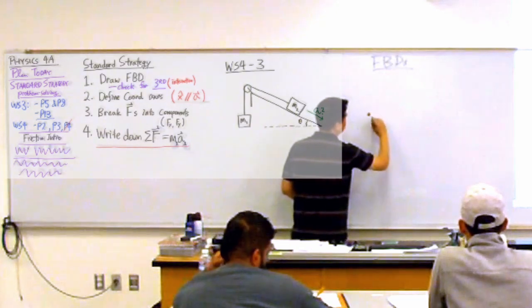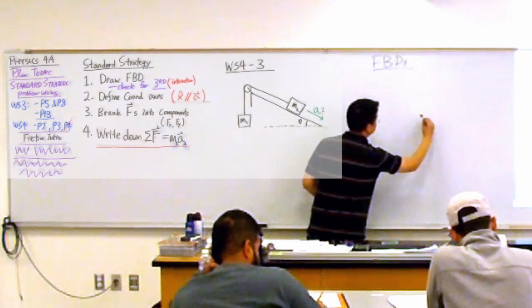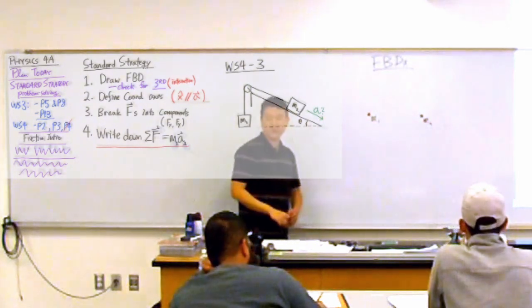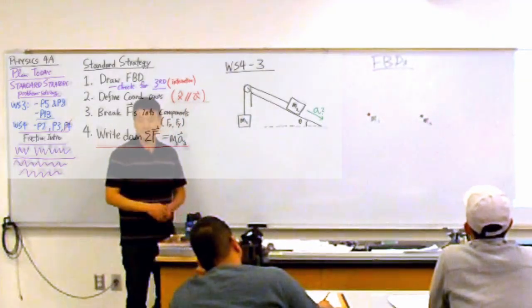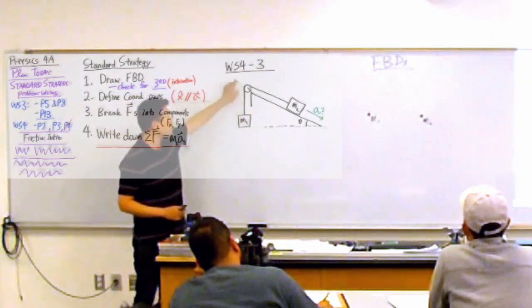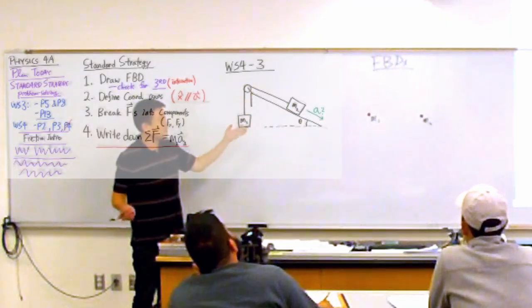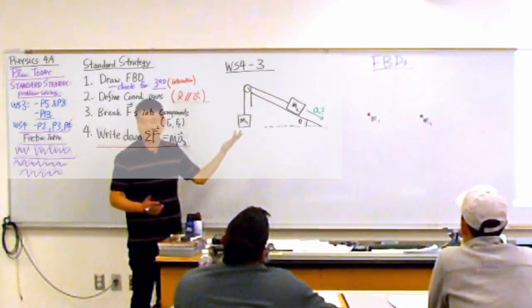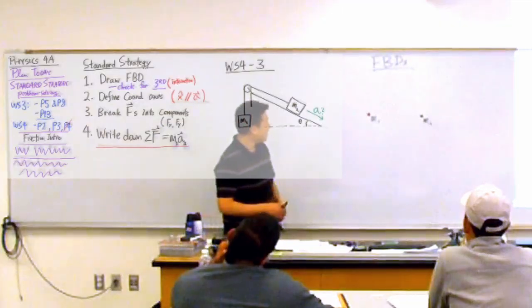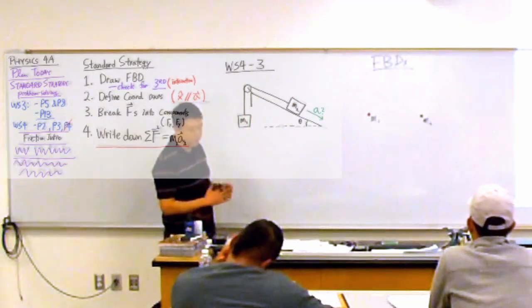Most people draw only 2, M1 and M2. If I drew the third one, any ideas what the third one should be? Pulley or the ramp, yeah. That's another object you could identify, but I'll just decide, all right, 2 is enough. The pulley is not moving anyway. All right, let's start out with M1. What are the forces on M1?